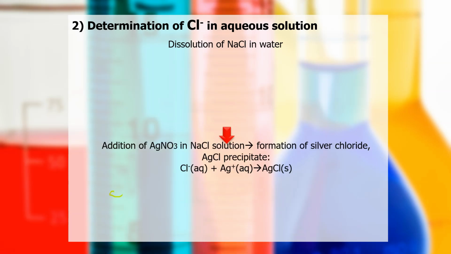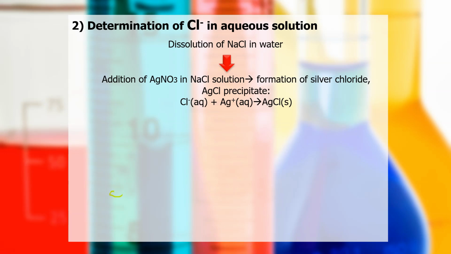The second example is the determination of chloride ion in aqueous solution. How to determine the chloride ion? So the first step is the dissolution of sodium chloride in water. Next, the addition of silver nitrate in sodium chloride solution to form a silver chloride precipitate.